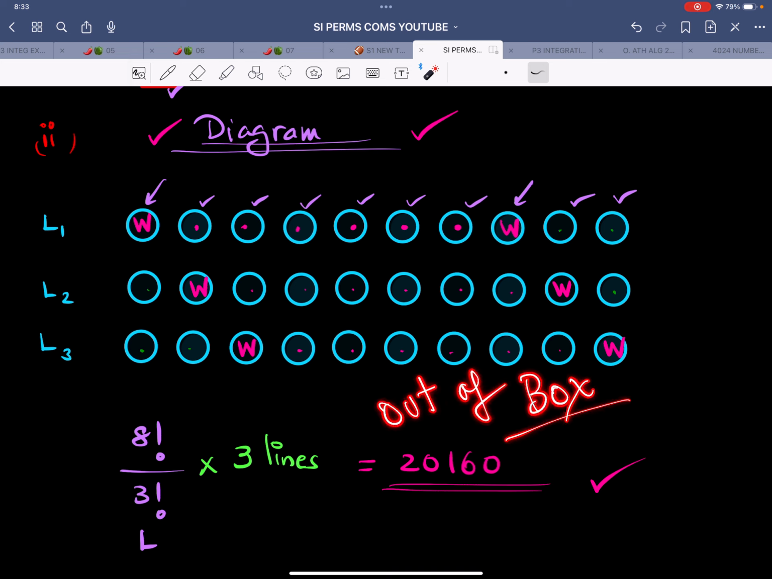So that is the special thing about this particular question. Let's move to the second part. The second part has nothing to do with the first part. It's all about combination. That is part B.